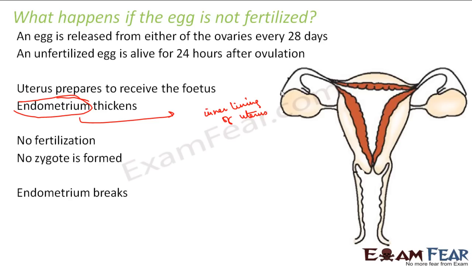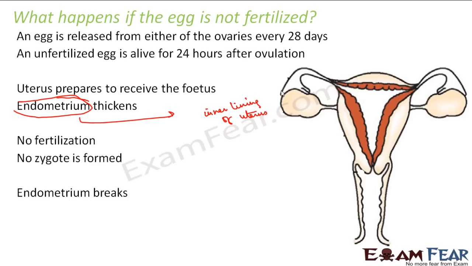Because if it doesn't break, what will happen? Again, after 28 days, a new egg will be released. So again, that time the uterus will thicken the endometrium all the more. So that means the endometrium keeps on becoming thick. So much blood will get accumulated on the inner wall of the uterus. So there will be hardly any space left for the baby, right?